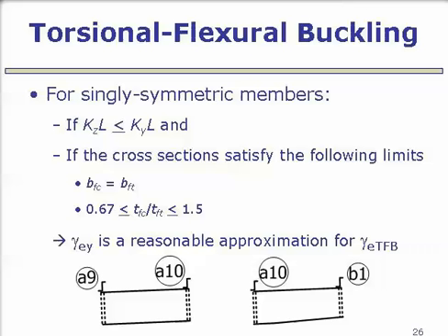If KZL is less than or equal to KYL, and if the cross sections are such that you have equal width flanges, and if the ratio of your thicknesses is between 2/3 and 3/2, then you're good to go to calculate your gamma just based on out-of-plane flexural buckling. You don't have to go to the more involved torsional flexural buckling equations to get your elastic gamma. If you don't satisfy these, then you need to do the torsional flexural buckling calculations.